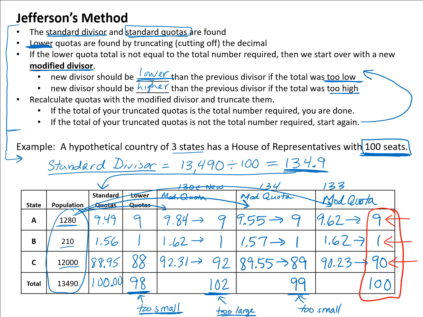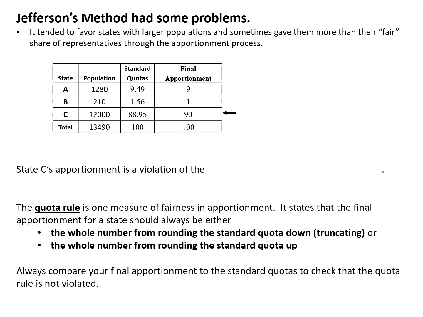So this is Jefferson's method. You have to cut off the decimal, but if you don't get the total you want, you redivide. You divide with a new divisor until, once you cut off the decimals, it comes out to exactly the right value. Jefferson's method was used for about 50 years, but it was eventually abandoned because it had some issues. In particular, it tended to favor states with larger populations and sometimes gave them more than their fair share of representatives in Congress through the apportionment process.